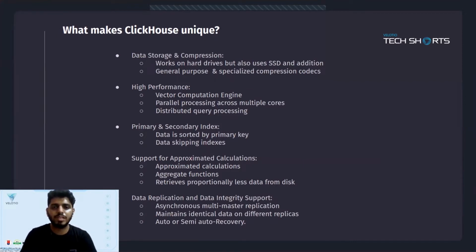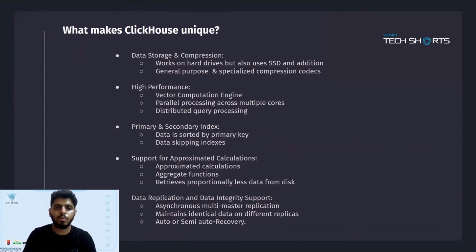It has general purpose and specialized compression codecs for certain kinds of data, which allows us to further improve storage efficiency. ClickHouse is a vector computation engine, which, whenever possible, tries to apply operations on chunks of columns or vectors. By doing this, it helps ClickHouse lower the cost of actual data processing.